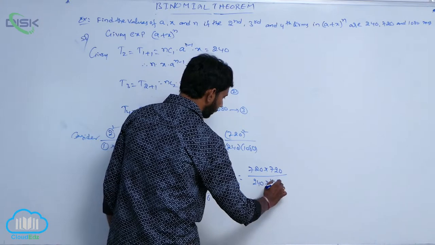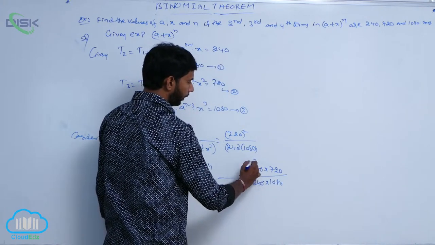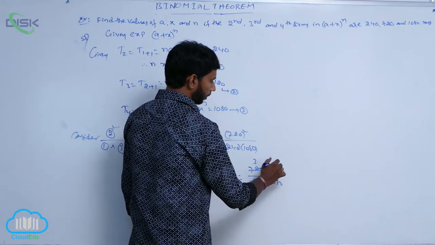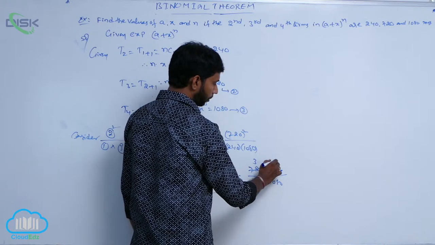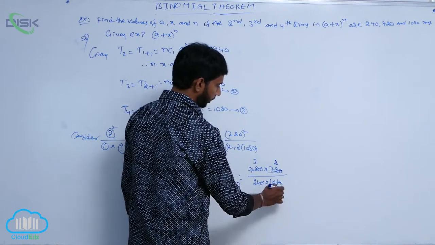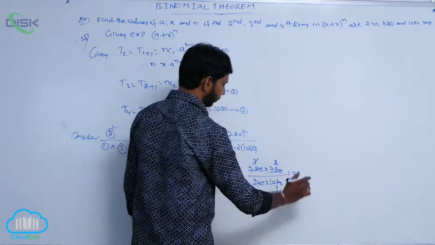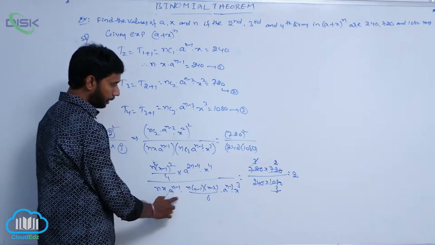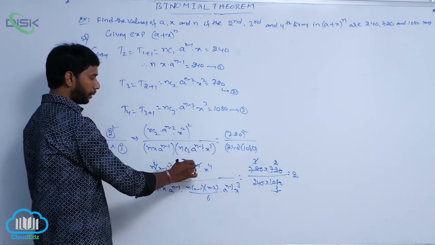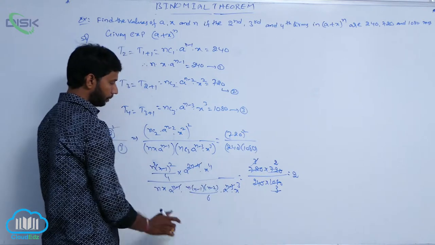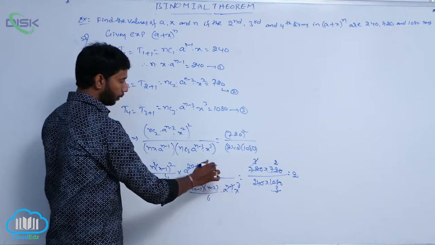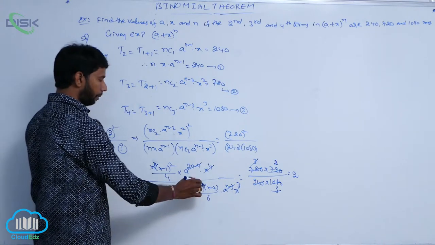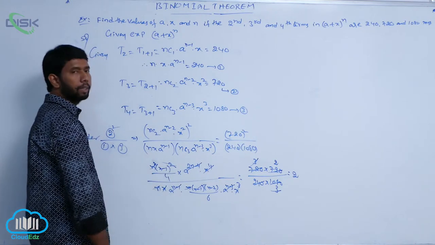The right side is 720 into 720 by 240 into 1080. Here 240 into 720, 3 times gets cancelled. Here 360, 2 times, and 360, 3 times. Here 3, 3 gets cancelled, so the value is equal to 2. And simplify the terms: a^(n-1) into a^(n-3) is a^(2n-4), so a^(2n-4) gets cancelled. Here x into x cubed is x^4, and x^4 gets cancelled. And n into n squared gets cancelled. Here one (n-1) is cancelled.